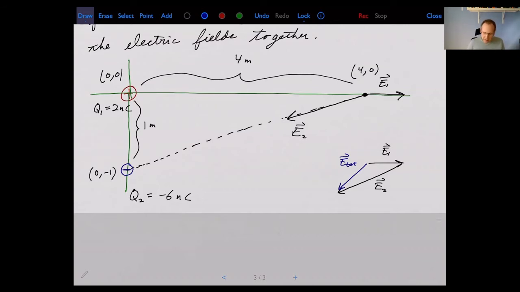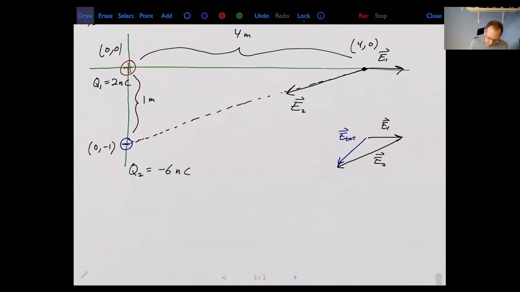Okay, so to do this, let's first find E1 and E2. Well, E1 is not too bad, right? To find E1, so remember that's the electric field due to charge 1, I can find its magnitude because we know it's going to be K times absolute value Q over R squared. Well, K, of course, is 9 times 10 to the 9th.